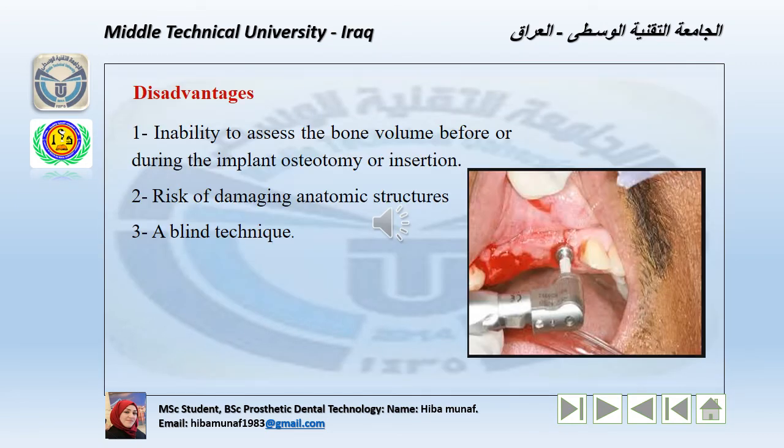Disadvantages of flapless surgery, also called immediate implantation: first, inability to assess the bone volume before or during the implant osteotomy or insertion. Number two, risk of damaging anatomic structures, because the opening is small and only a small amount of soft tissue is removed, so we cannot identify the neighboring tooth roots, or damage to important structures like the nerve or the sinus. We cannot see them, so this is a disadvantage.